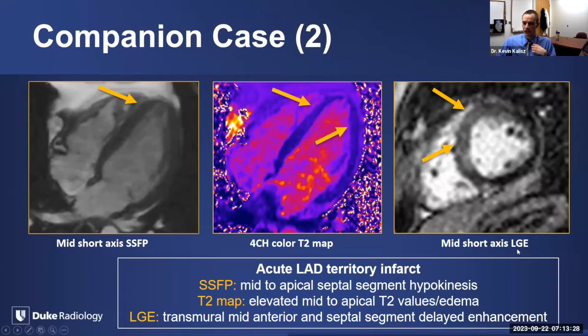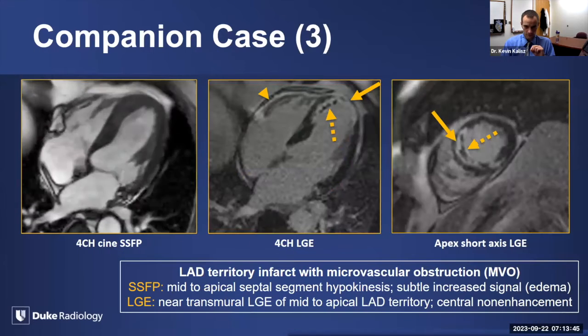And then on the mid short axis LGE here, we have pretty much transmural delayed enhancement in the anterior and especially the septal wall. So in a constellation of findings, we have transmural LGE in an LAD distribution with associated edema. So this has a good look for an acute LAD territory infarct.